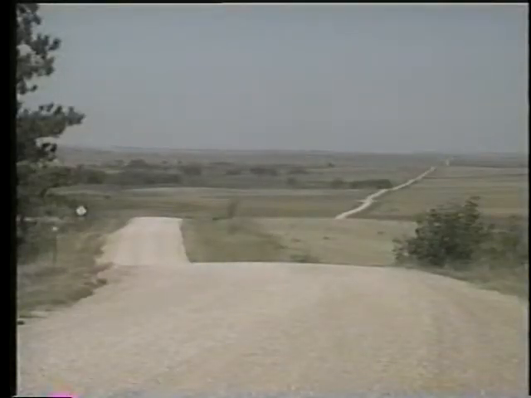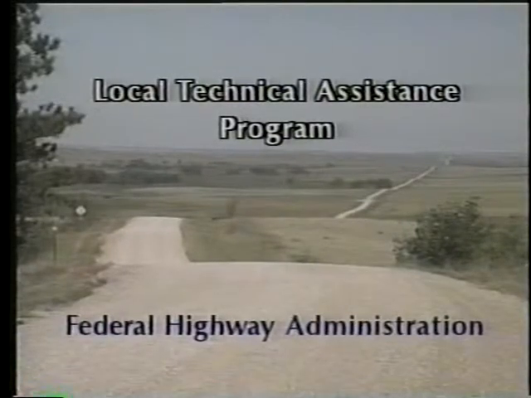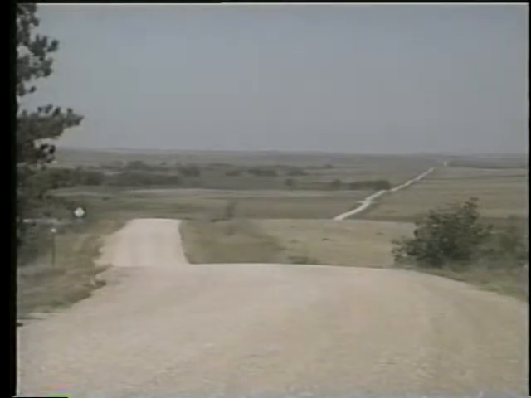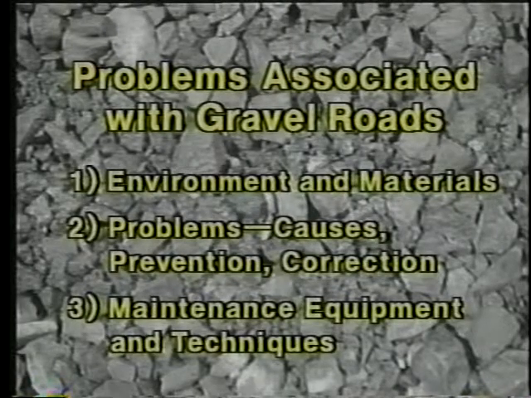This video presentation was produced as part of the Local Technical Assistance Program of the Federal Highway Administration. Its objective is to help local agencies recognize common problems of gravel roads, understand their causes, and learn how to prevent or correct them. A handbook has also been developed as part of this training course. The video is in 3 parts to allow an opportunity for discussion after each segment. In this first part, we'll examine the environment of gravel roads and the aggregate materials used to surface them. In part 2, we'll focus on the common problems of gravel roads, what causes them, and how to prevent or correct them. Then, in part 3, we'll look more closely at maintenance equipment and techniques.